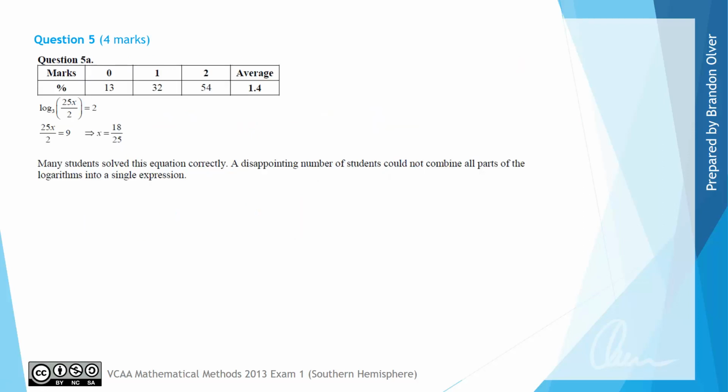From the examiner's report, we can see that 54% of students got full marks for that question and 32% of students got 1 mark. The report goes on to say that many students solved this equation correctly. A disappointing number of students, however, could not combine all parts of the logarithms into a single expression. So that's an area for improvement for students in the future.